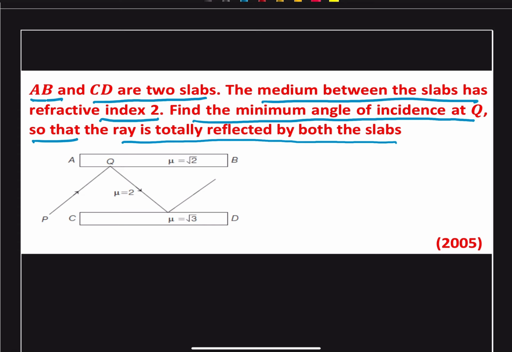So here we are having two slabs, one that is denoted as A and B, second that is denoted as C and D, and we have a ray which is being totally internally reflected at 2 points, at Q and at another point. Let us suppose this point is our Q prime. Okay, and we need to find out the minimum incidence angle at Q. So we can divide this question into two parts by considering these slabs individually. Let us consider this as slab 1 and this as slab 2.